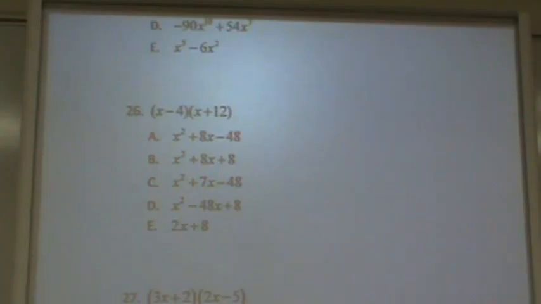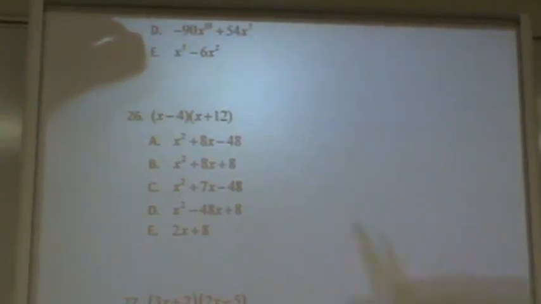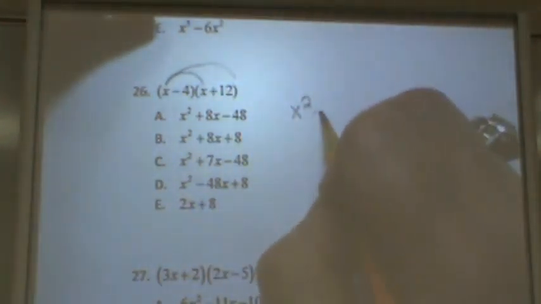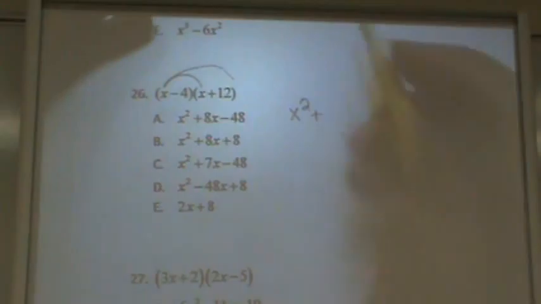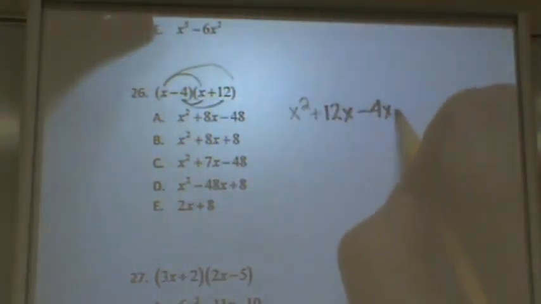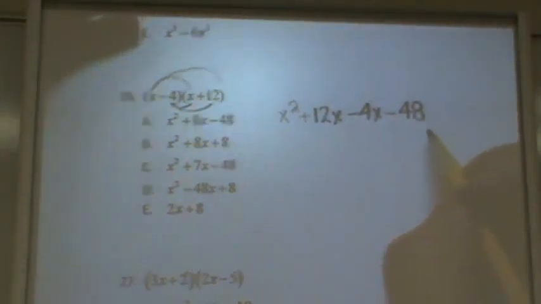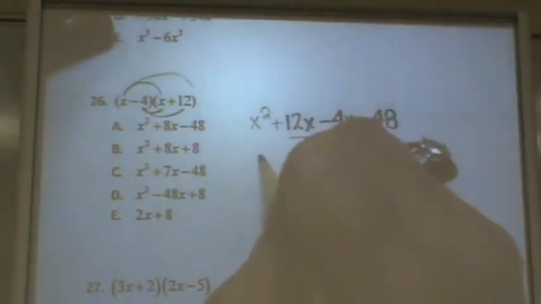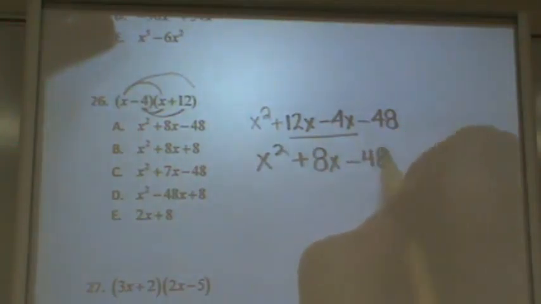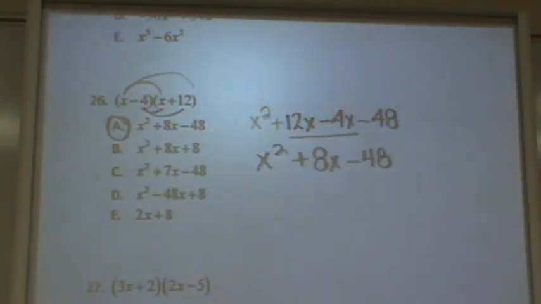26 is asking you to FOIL. So you have x minus 4 binomial times x plus 12. You're going to FOIL. X times x is x squared. X times 12 is 12x. Negative 4 times x is negative 4x, and negative 4 times positive 12 is negative 48. Now, these two middle terms add up to be 8x, and then minus 48. So the correct answer for 26 is A.